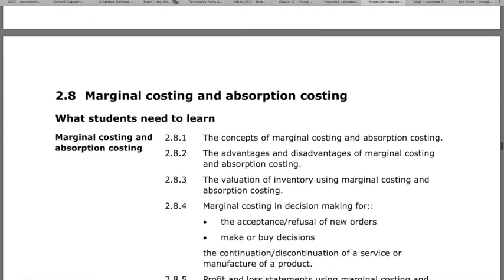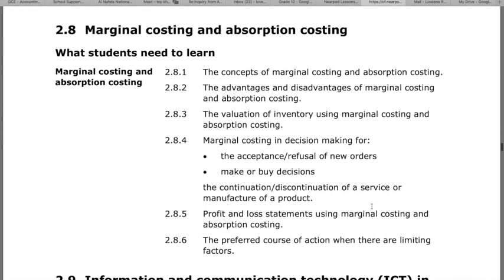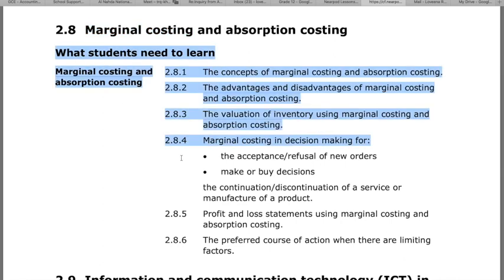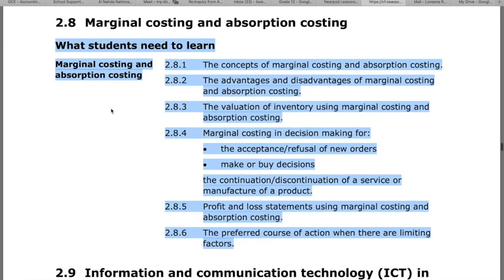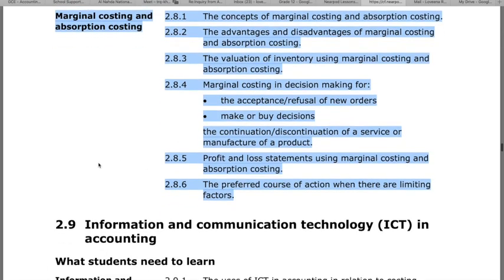Then marginal costing and absorption costing. Remember, we did total and absorption costing in grade 11. We'll be dealing with marginal costing now. Marginal costing is dealing with variable costs. And this is a very, very, very important chapter, not only for your A levels but also for the future. Whatever profession you get into, to have a knowledge of this particular aspect of costing is very, very important.